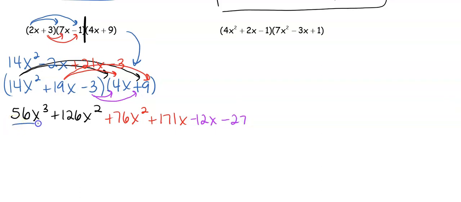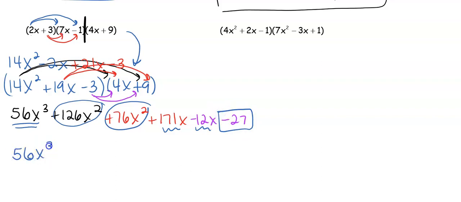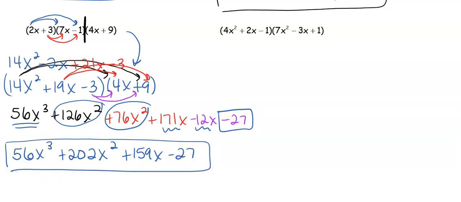Now all of our like terms, so we've got cubes, we've got squares, we've got x's, and our constant. So we've got 56x cubed, 126 plus 76, that gives us 202x squared. 171 minus 12, that's 159x minus 27. Okay, only one more left. You may be thinking after the last one, when I have 3 binomials, what is this going to look like? We have 2 trinomials. This one is actually not as bad as the first one.